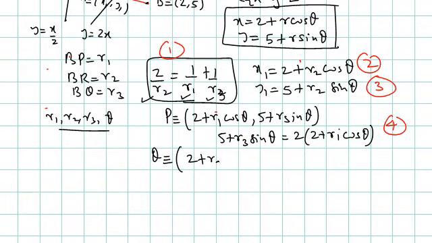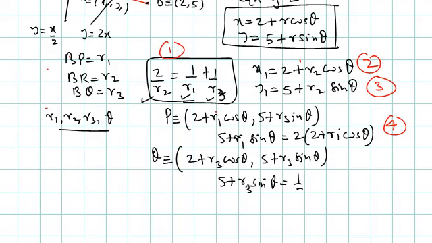Plus r3 cos theta comma 5 plus r3 sine theta, and replace in this equation y equals x by 2, right? Because Q will satisfy y equals x by 2. So we should have r3 sine theta equals half of 2 plus r3 cos theta. So the number of equations is sufficient.